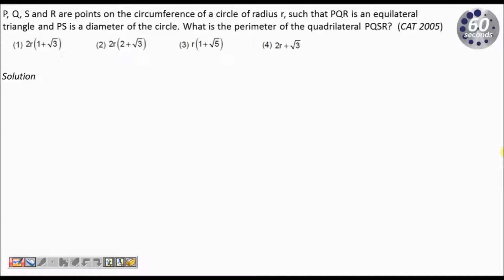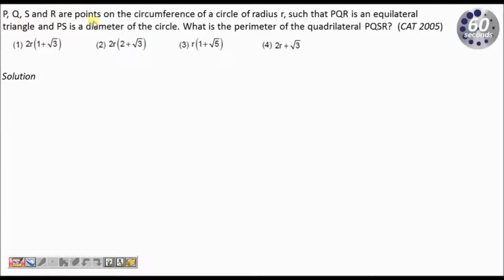So today we'll look at a question from geometry from CAT 2005, and we'll try to solve it using multiple approaches. We'll try to solve it first by using a standard methodical approach, and then we'll try to solve it using options. So the question goes like this.